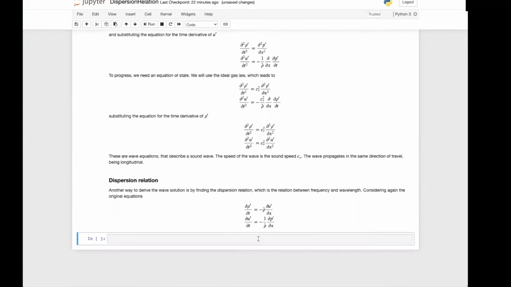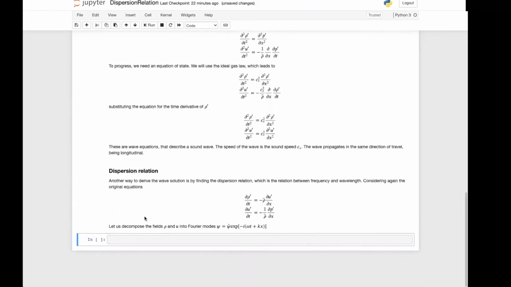If we consider again the original equations and decompose the density and the velocity into its Fourier modes, we have that any quantity psi is going to be given by its complex amplitude and the exponential of minus i times (omega t plus kx). Omega is the frequency, t is the time, k is the wave number, and x is the coordinate.